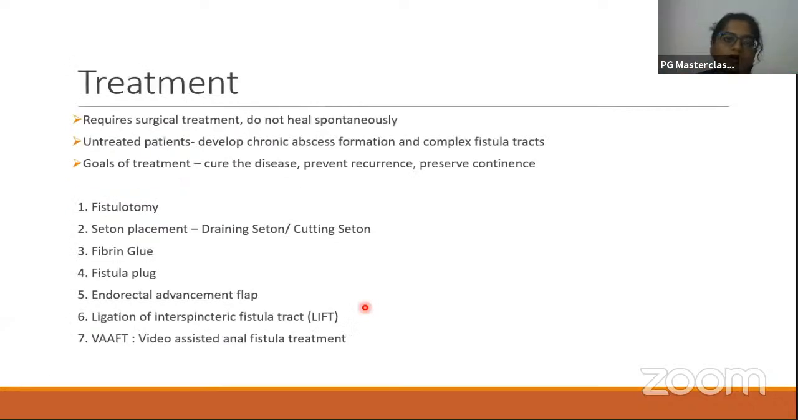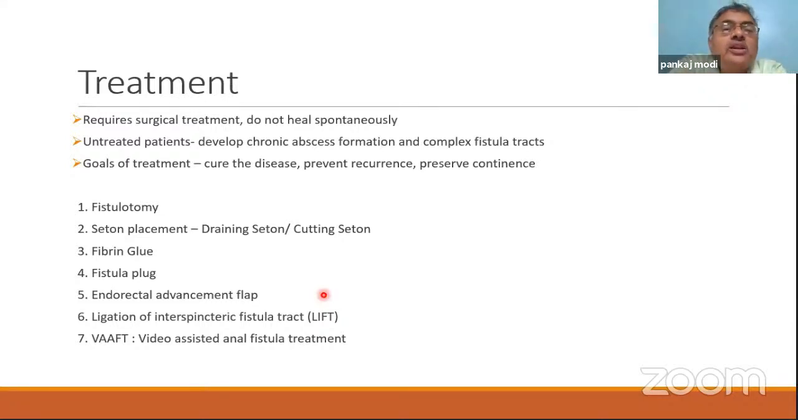Moving on to the treatment. Fistula requires surgical treatment. They do not heal spontaneously. One thing you are not taught is, what are the complications? Patients say, I am having a fistula, no problem. Why should I undergo surgery? Sir, they can develop chronic abscesses or multiple ones. A simple fistula can... Fistula itself is a chronic abscess.